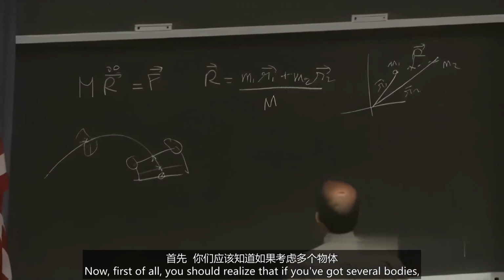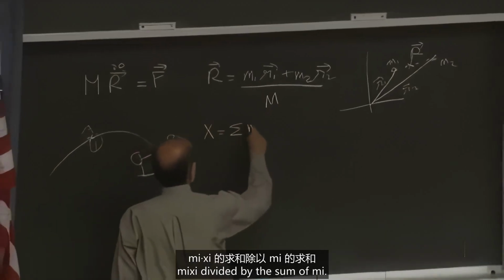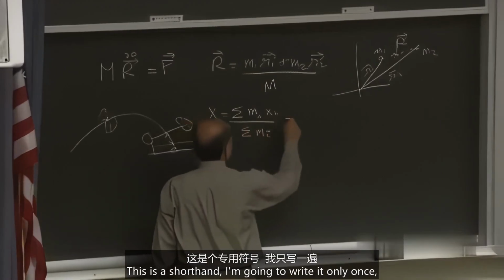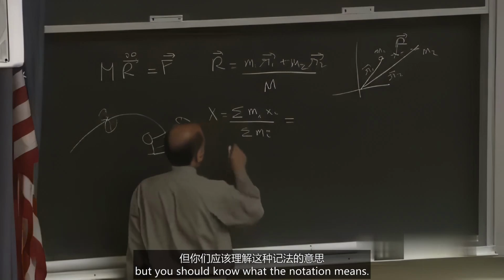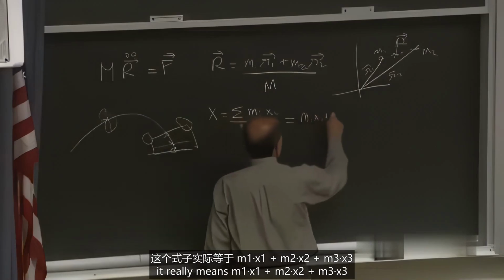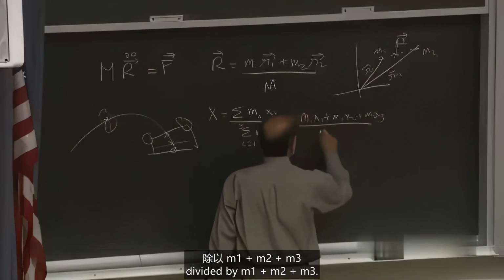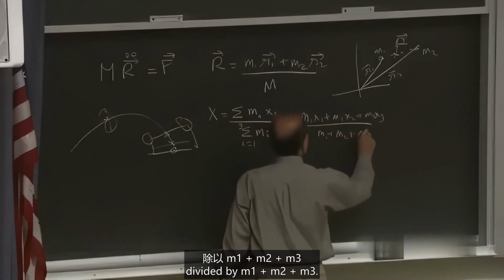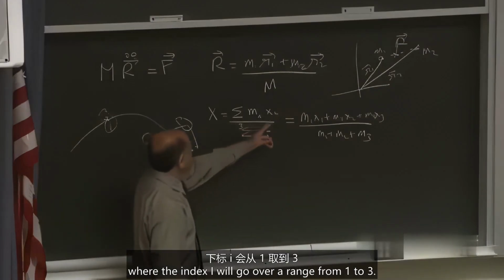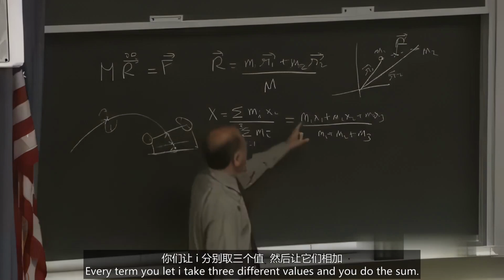Now, first of all, you should realize that if you've got several bodies, say three bodies, then I will define the center of mass to be sum of mi xi divided by sum over mi. This is a shorthand. I'm going to write it only once, but you should know what the notation means. If it's i from 1 to 3, it really means m1x1 plus m2x2 plus m3x3 divided by m1 plus m2 plus m3. This summation is a notation mathematicians have introduced where the index i will go over a range from 1 to 3. For every term, you let i take 3 different values and you do the sum.